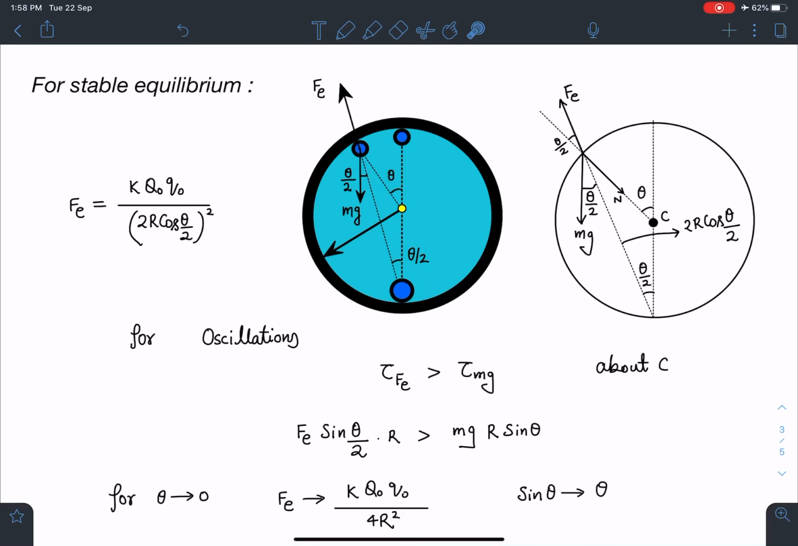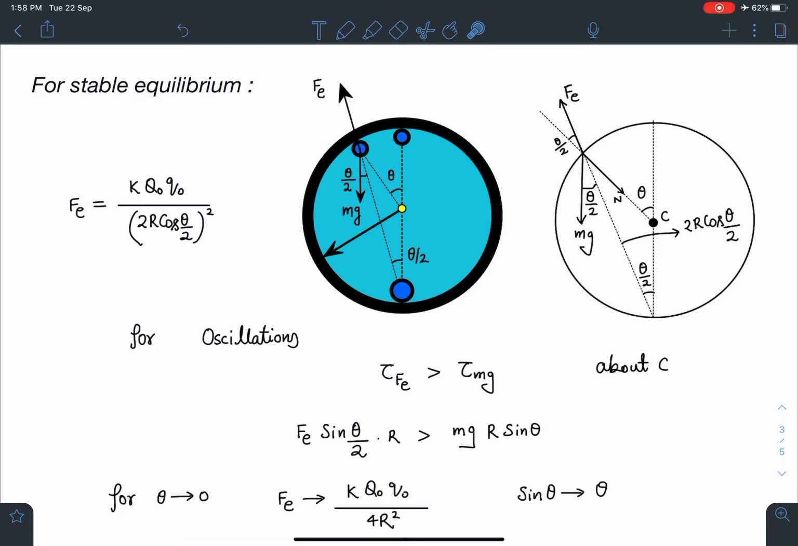All right, now we want this charge to go back to the original situation, right? And here at this moment, if this angle is theta, I can write this angle is theta by 2 using circle geometry. So I can write this F electric magnitude is k q0 by (2r cos theta) whole squared. This length is 2r cos theta, whole square of this.